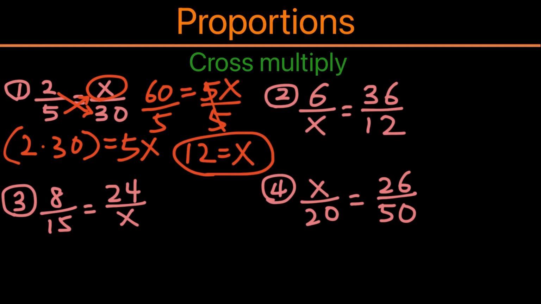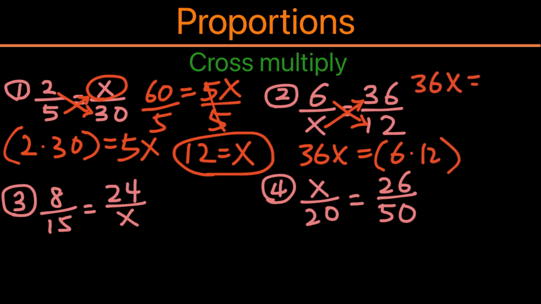Now for the second example, we're going to do the same thing. Multiply. So we will have 36x, because 36 times x, and then 6 times 12. Then we'll rewrite this as 36x equals 72. Then we divide by 36, both sides, and x equals 2.